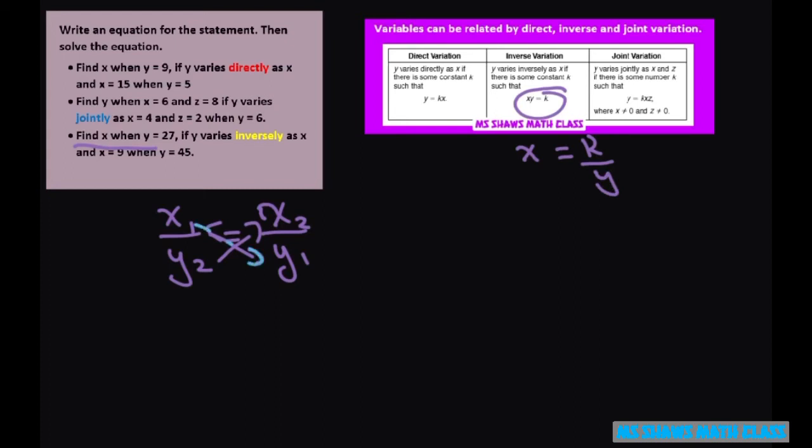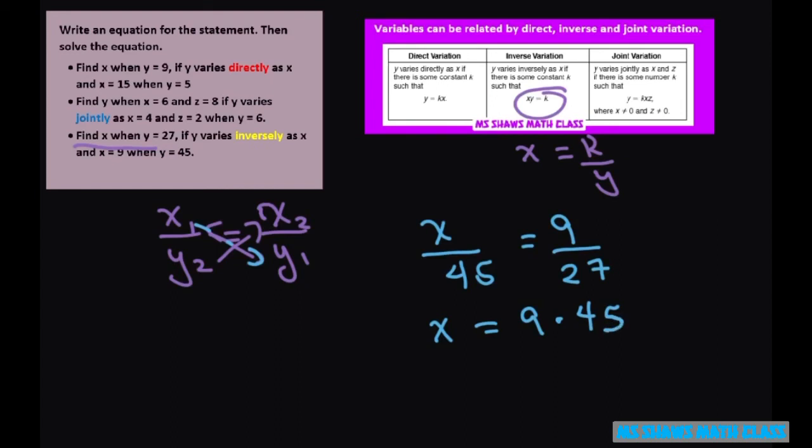It's inverse. So that one you'd get x divided by 45 equals 9 divided by 27. All right, and then you cross multiply, and you're going to get x equals 9 times 45 divided by 27. So this goes into 3 times. 45 divided by 3 is 15. So your x that you're trying to find is 15.